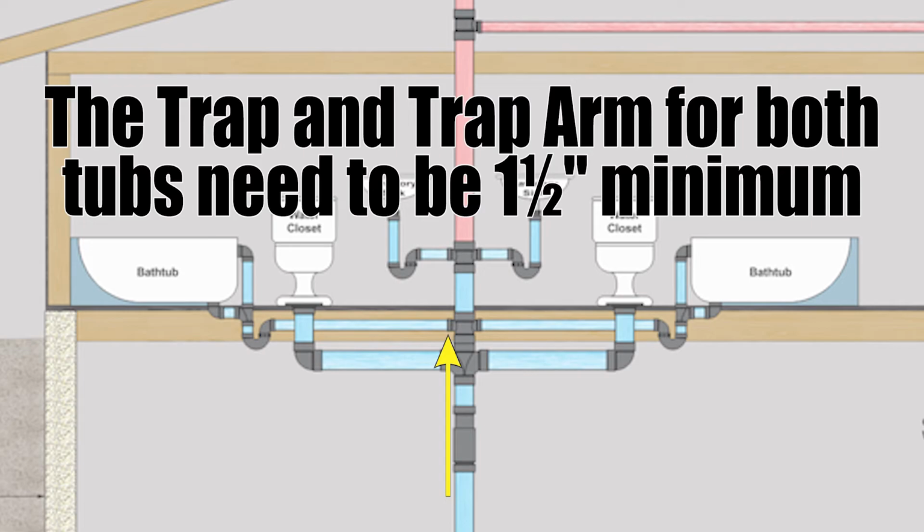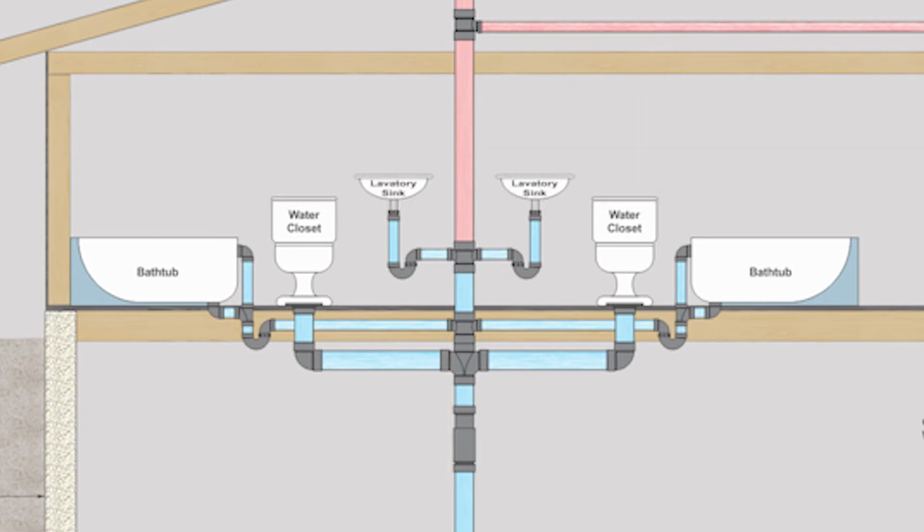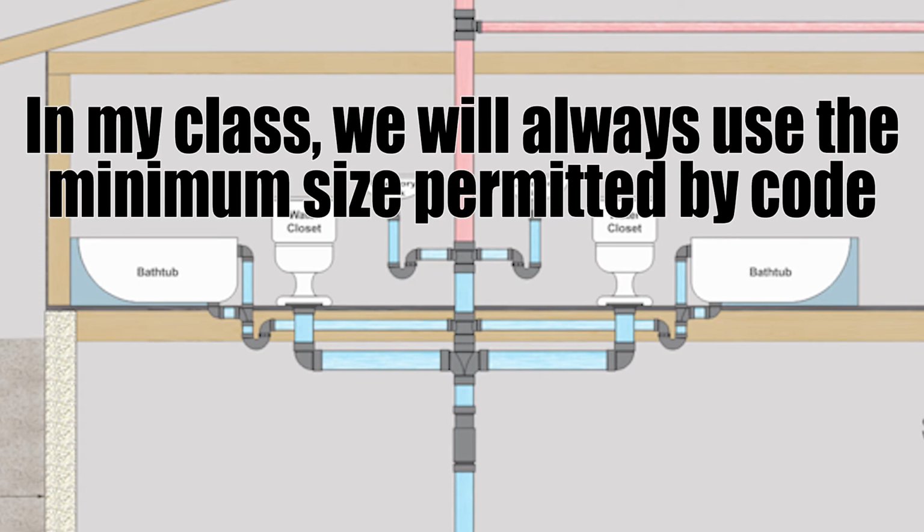I'd like to make a clarification here. In the field, it's very common to have a 2-inch trap and trap arm serving a bathtub. We are allowed to do that. In the classroom setting, I'm always going to ask you to use the minimum size possible by code though, so we would call this 1.5 inch on a test.